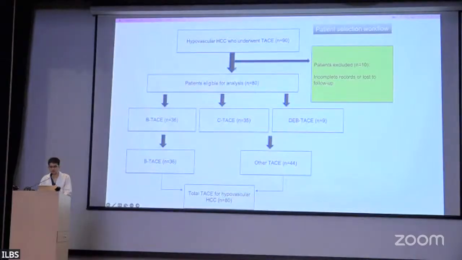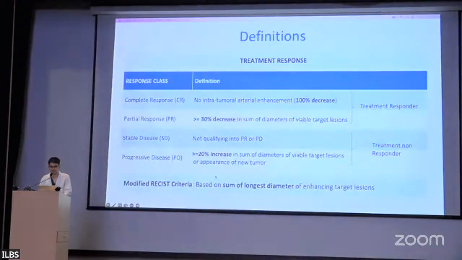So a total of 90 patients were identified who had hypovascular HCC and had undergone TACE. 10 were excluded due to incomplete records or loss to follow-up. So after that 80 patients were left, and among these 36 underwent balloon TACE, 35 had undergone conventional TACE, and 9 had undergone DEB TACE. So the total patients for evaluation were 80 with hypovascular HCC.